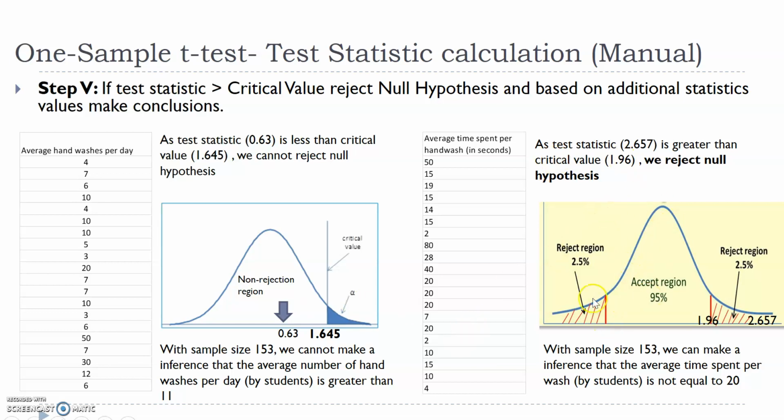Similarly, for the second research objective, I got the test statistic at 2.657. My critical value I found out as 1.96. Because my test statistic is greater than my critical value, I will be rejecting my null hypothesis. What was my null hypothesis in the second case? The average number of hand washes is equal to 20. So here I proved that with 95% confidence I can tell that it is not equal to 20 with the given sample which I have collected. So I can infer that it is not equal to 20.